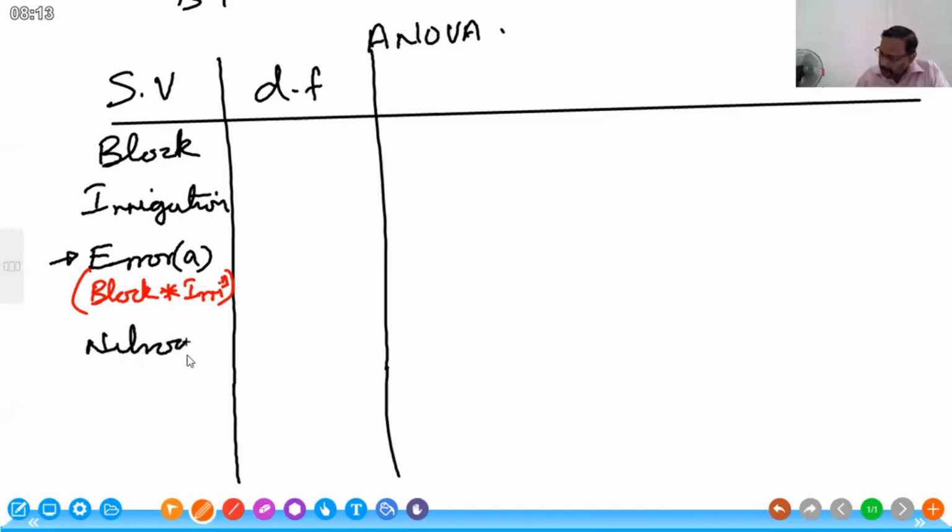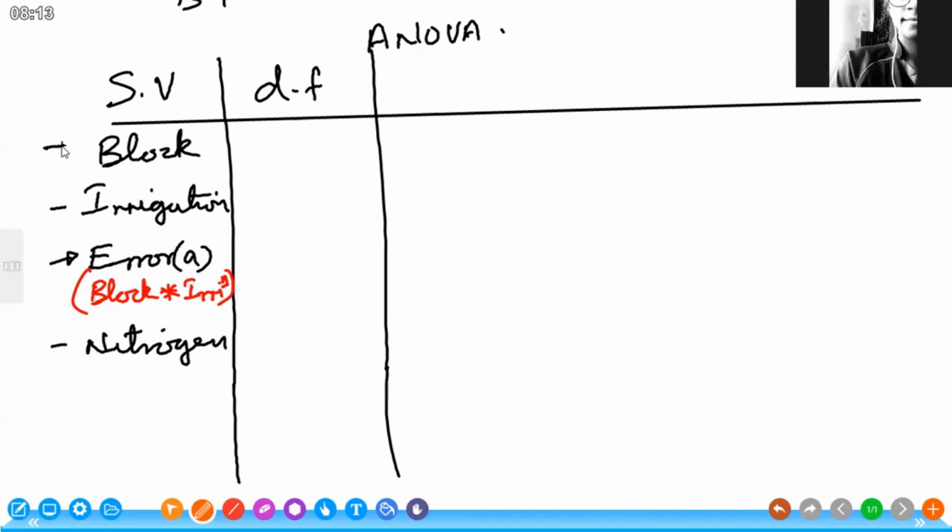Nitrogen. Right. So this is one component, this is another component, this is another component. Nitrogen. Right. Continue, Arosha. Interaction of irrigation and fertilizer.